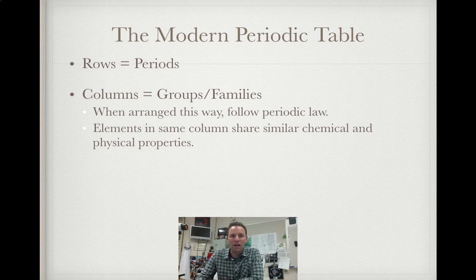But let's talk about the periodic table and how it's organized. So a row on the periodic table is called a period, hence the name periodic. When something's periodic, it repeats over and over. And the columns are called groups or families. And so when it's organized this way, it follows periodic law. The same thing happens every row, okay? So that means that in the same column, the elements share similar chemical and physical properties, which is why fluorine, chlorine, bromine, those are all in the same column. They have the same type of chemical properties. They're gases, they're poisonous gases.